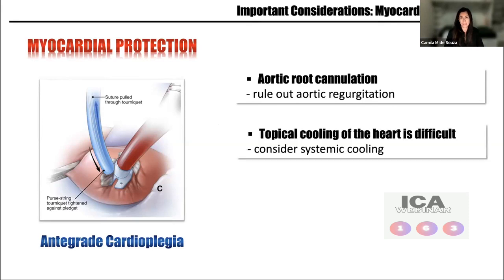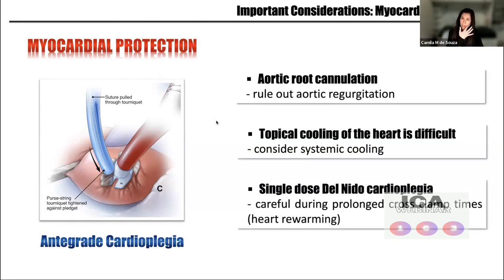It's important to remember that with a thoracotomy approach, topical cooling of the heart is more difficult to achieve. So more often the surgeons will request systemic cooling as an alternative to optimize myocardial protection. And most of the times the surgeons will be using single dose del Nido cardioplegia for these cases. And we have to be careful and remember that we're using single dose cardioplegia, especially in high risk procedures and procedures with prolonged cross clamp times.